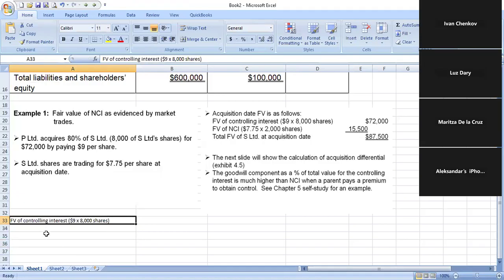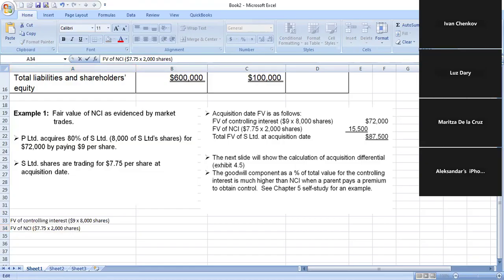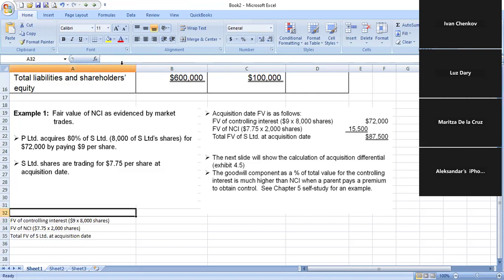This is the fair value of controlling interest. The next thing is the fair value of the non-controlling interest. And the third one is the fair value at the acquisition date, which represents the fair value at the acquisition date. That's what we're chasing. We're chasing the fair value at the acquisition date. How much is that value?